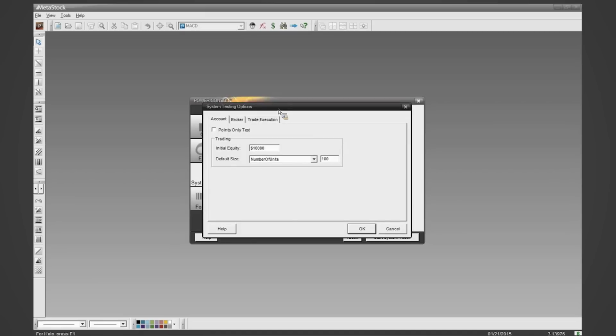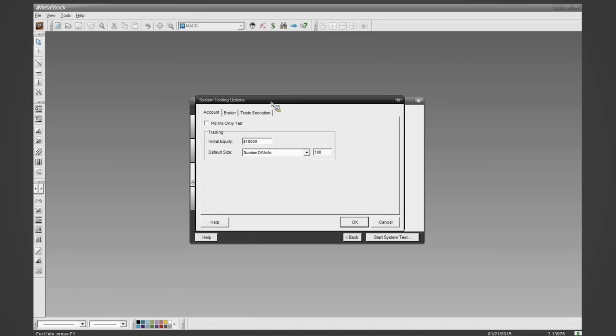Now let's go into trade options. Trade options is important because what it's asking you is, what do you have in your account? What's your risk tolerance, and what are you doing? So let's cover that here. First of all, if you're trading futures or Forex, you'd want to do a points only test. If you're trading equities, you can come in here and do an equity test. So now you can say, I have $10,000 in my trading account, I have $100,000, whatever that is, put that in there.